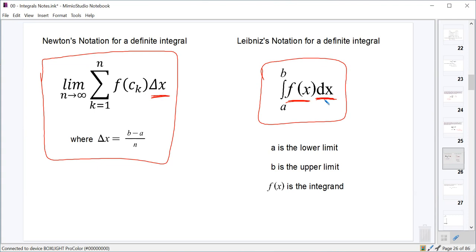So a is the upper limit. I'm sorry, a is the lower limit, b is the upper limit, and f of x is called the integrand. We need to be able to convert back and forth between these two notations because on the AP test, they will often ask you in one of the multiple choice questions to do this.